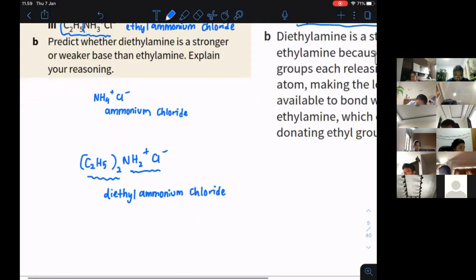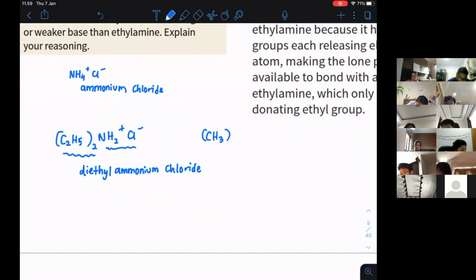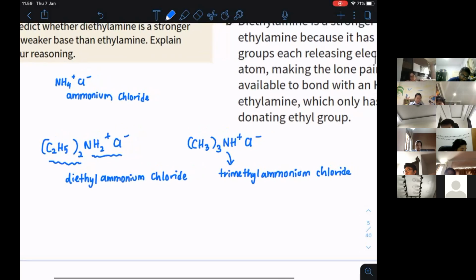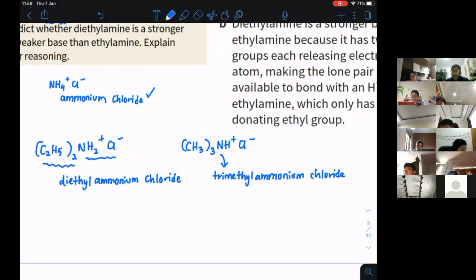If I change this into CH3 and then 3, and I end up having NH plus and Cl minus, Gabriela, Nicole, how do we name this? Trimethyl ammonium chloride, yes, correct. So basically we are referring to this. If you are not sure how to name, refer to ammonium chloride. Ammonium chloride is not necessarily NH4Cl, it can be anything, depending on what is being bonded. So the rest you just follow.